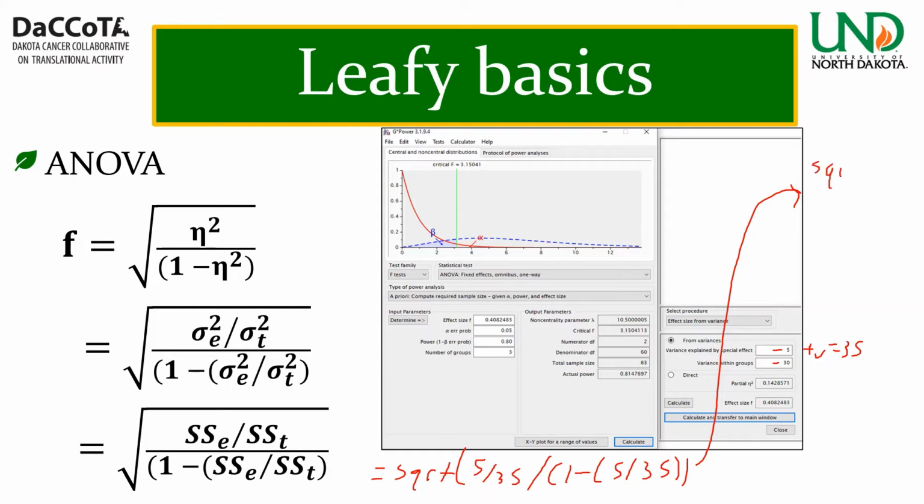That's going to give us the square root of 1.143 divided by 0.857, which is the square root of 0.1667. You can follow along with a calculator if you'd like, to give us a total of 0.408, and that matches what G*Power gave us. This will give us a total sample size of 63. Since we had entered 3 groups for ANOVA, that's 21 per group.